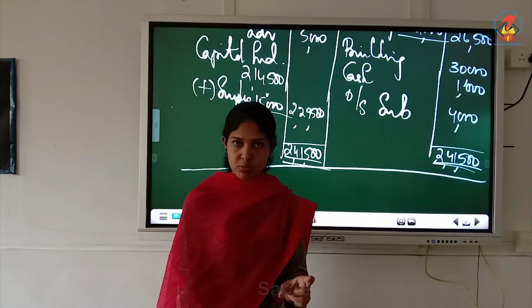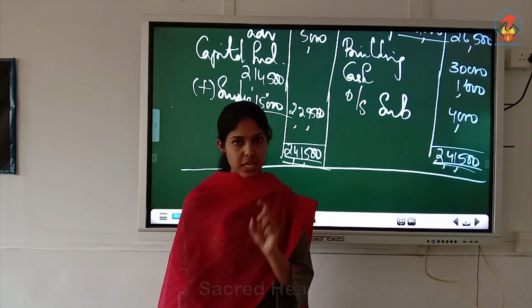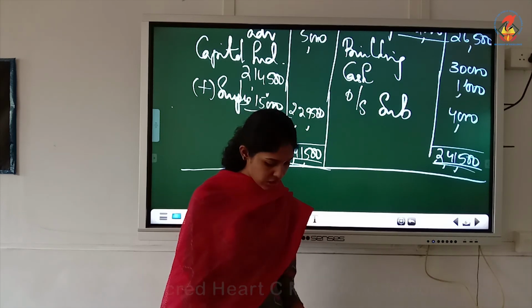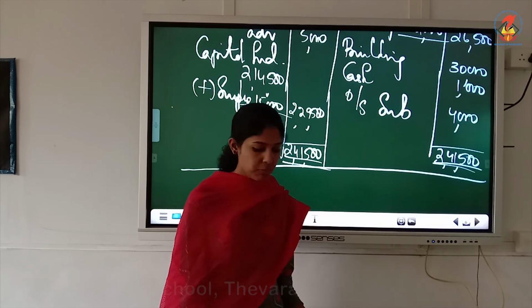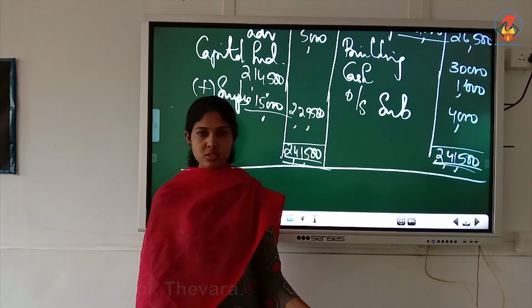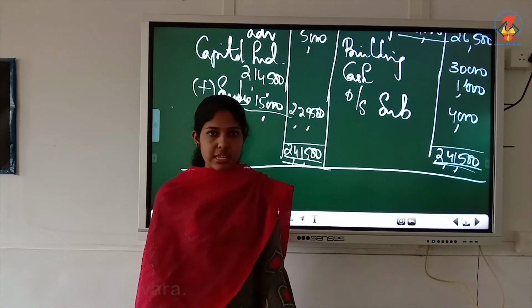When you write investments, with that you have to add accrued interest in the closing balance sheet. Okay, that is the only new item there. The rest of the items are similar to illustration 32. So you must do that also, work out that question, illustration 31.